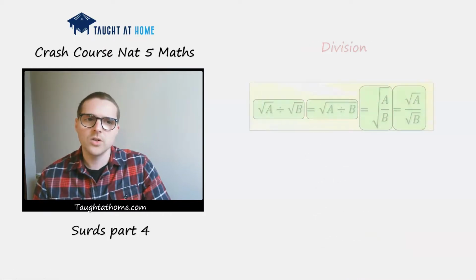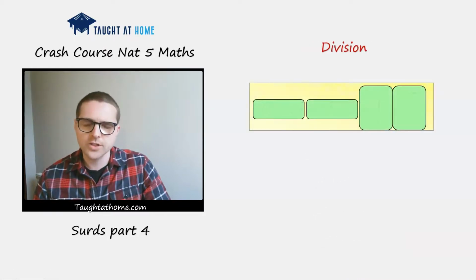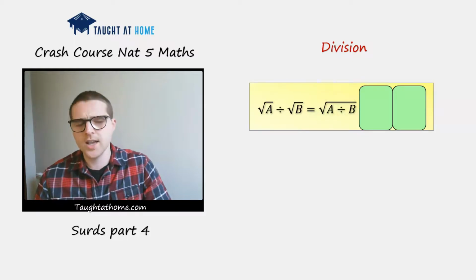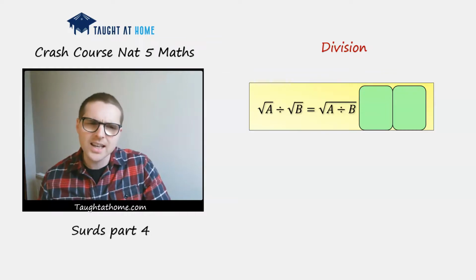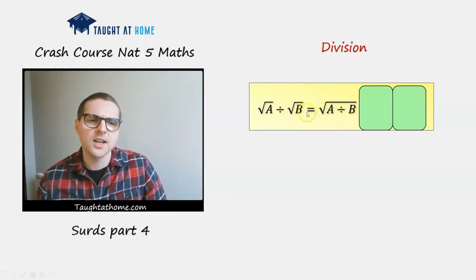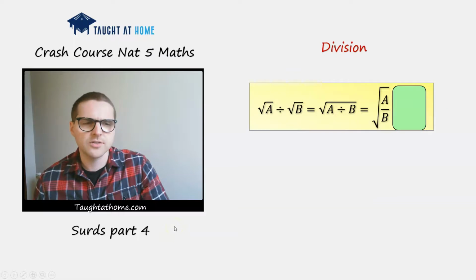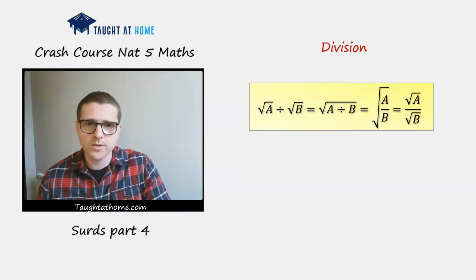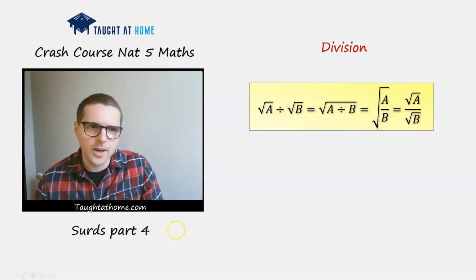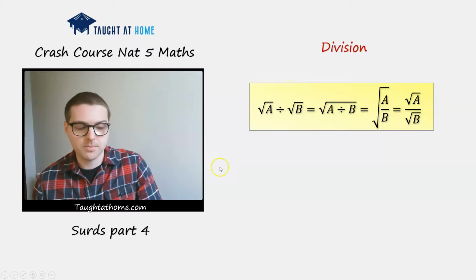Okay, now let us have a look at division. The rules of division state that the square root of a divided by root b is the same thing as saying the root of a divided by b. So same as multiplication but for division. And again, we can also write this as a quotient, so as a fraction. So we can say the square root of a over b is the same thing as the square root of a over the square root of b. So a very important rule to remember.